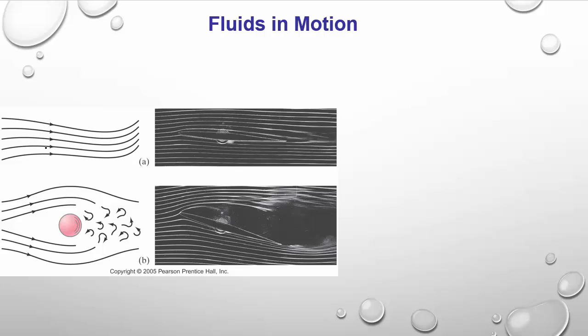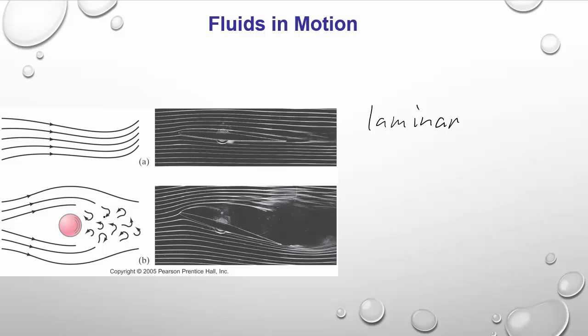And if you have smoke or something being blown through a wind tunnel, it will form these nice lines, and you can see what the fluid is doing. So these are pictures in a wind tunnel. I think this is some kind of a wing or something. And so you can see the fluid flowing around it nice and smoothly. So we call this streamline or laminar flow.